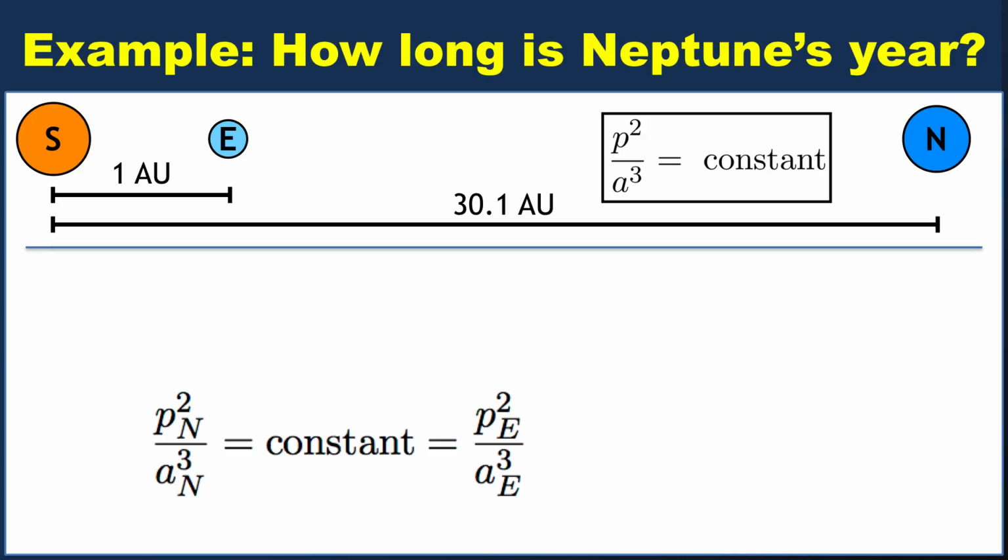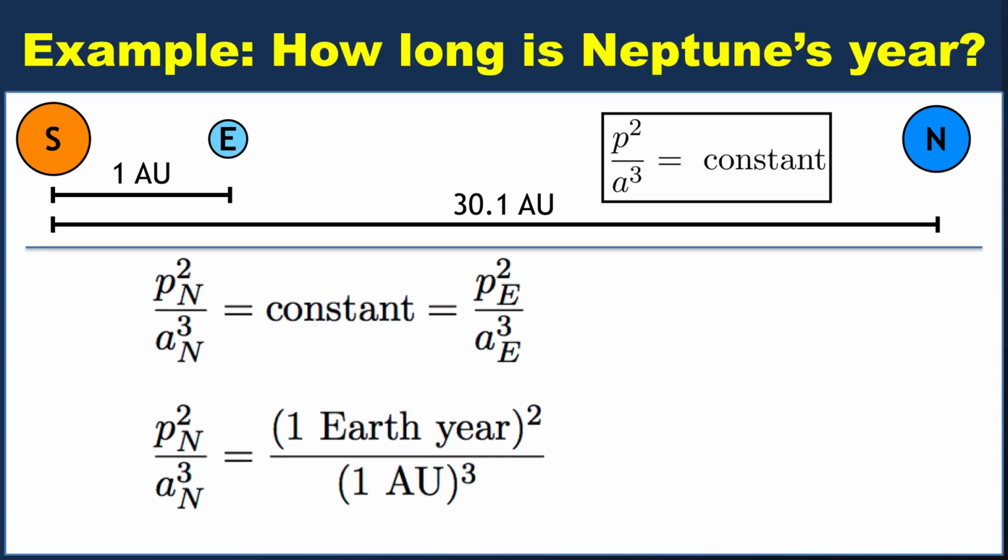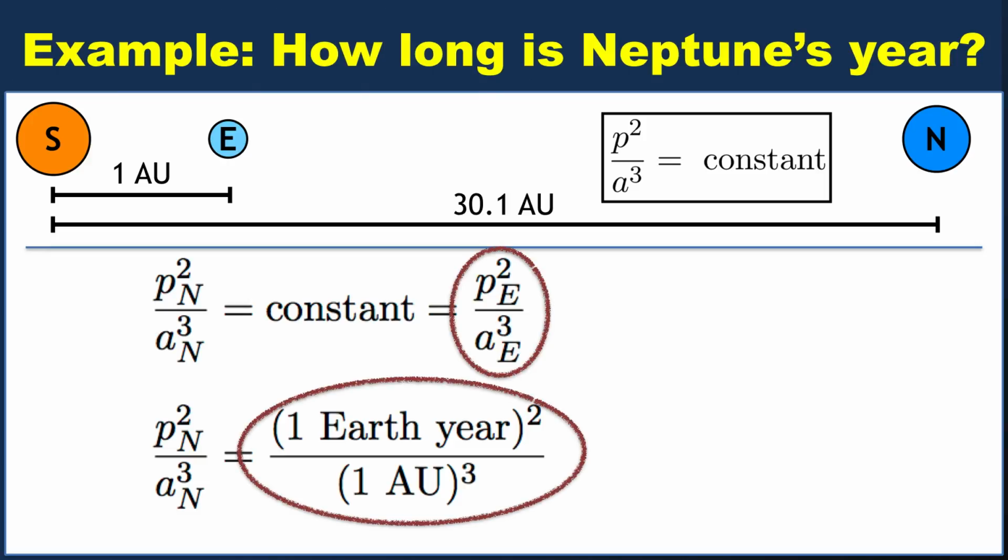Well, the nice thing about this approach is that we know the values for Earth. We know the period of Earth around the Sun, and we know the average distance between the Earth and the Sun. So we can substitute in, for this ratio, 1 Earth year squared divided by 1 AU cubed, because 1 Earth year is the period of Earth around the Sun, 1 AU is the average distance between the Earth and the Sun. So that's nice. We've used Earth to pin down values that we know.